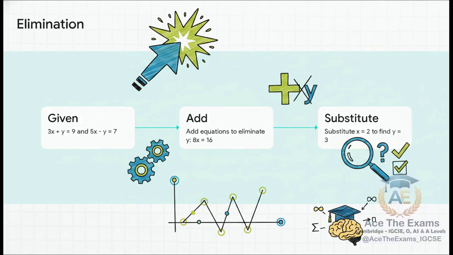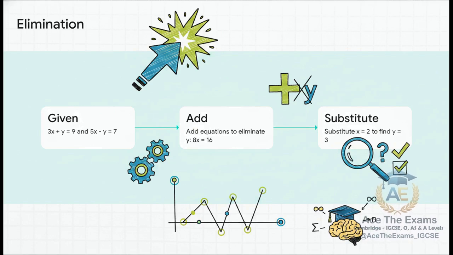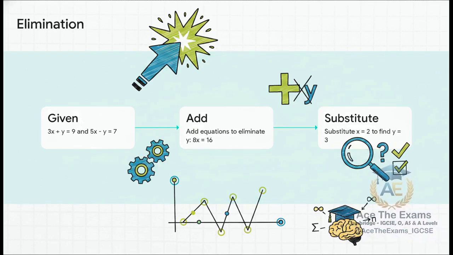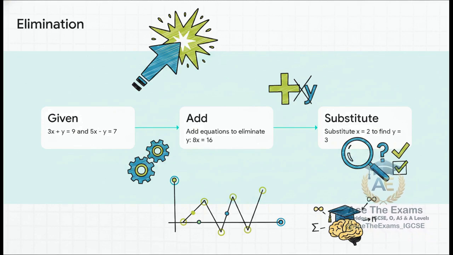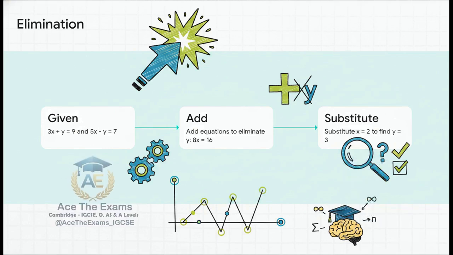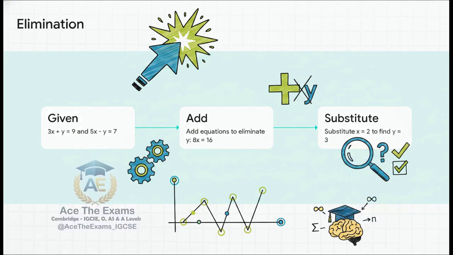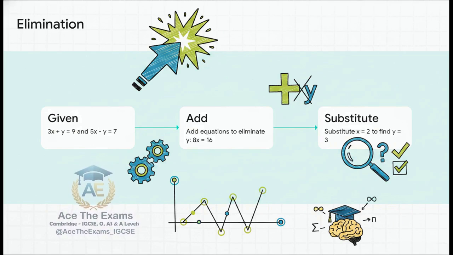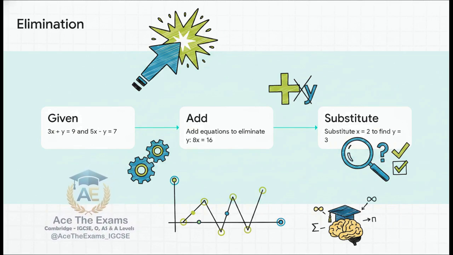But remember our blueprint, we aren't done. We take x equals 2 and substitute it right back into equation 1. 3 times 2 is 6, so 6 plus y equals 9. Subtract 6 and y equals 3. Always check both values in the second equation to be absolutely certain. Let's see. 5 times 2 is 10, minus 3 is 7. It works perfectly.